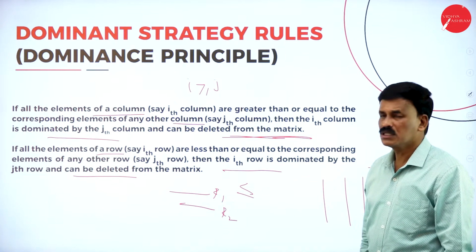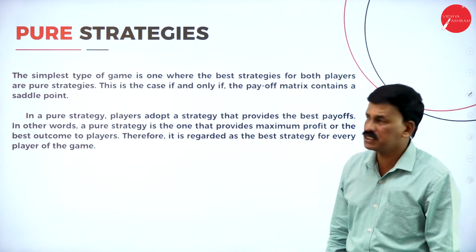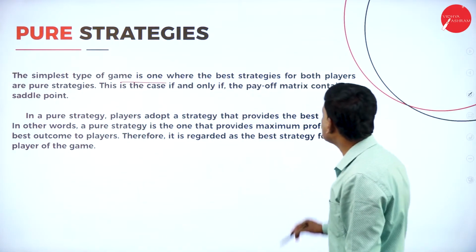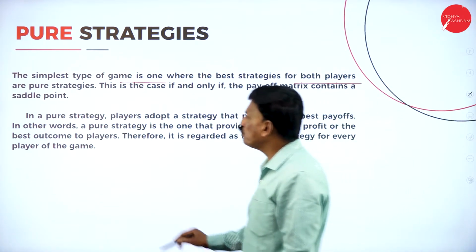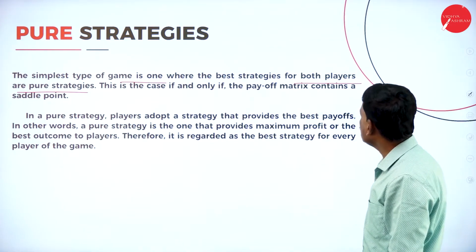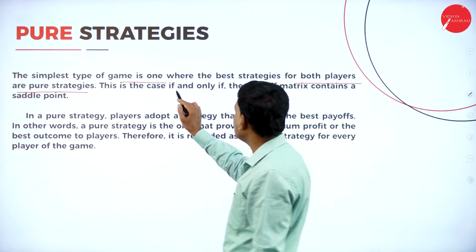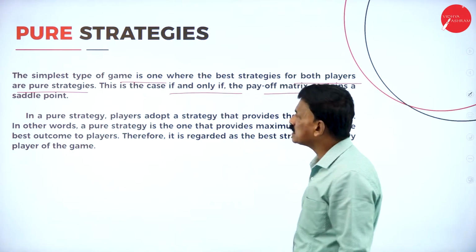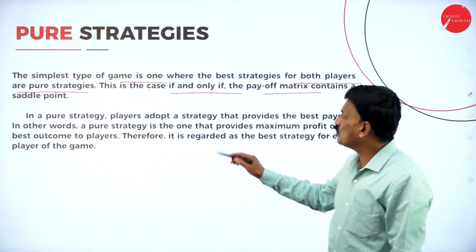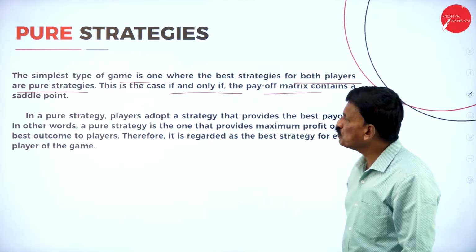Okay, very important concept. Now let us discuss pure strategies and mixed strategies. What is a pure strategy? The simplest type of game is one where the best strategies for both players, A and B, are pure strategies. This is the case if and only if the payoff matrix contains a saddle point. If a saddle point exists, then only do we call it the simplest type of game, that is, pure strategies.